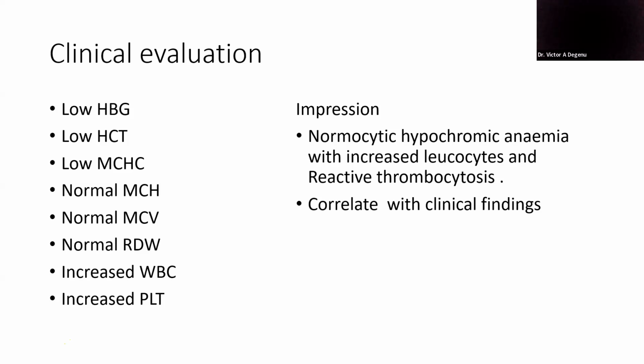We have low HB, low PCV, low MCHC. Okay, then we have normal MCH, normal MCV, and normal RDW. Normal MCH, normal MCV, normal RDW will tell us about normocytes.